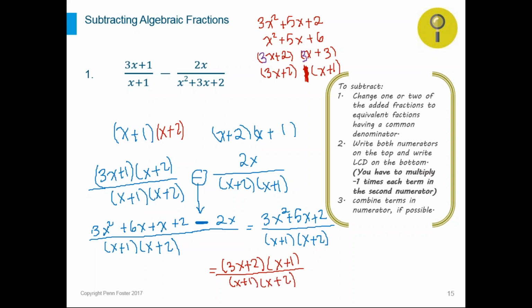Now I see the benefit of factoring. I see x plus 1 on the top and x plus 1 on the bottom. Cancel those out to put your answer in simplest form. Your answer is 3x plus 2 over x plus 2. That's it. This is the difference between the two fractions given in the original problem. Any questions?